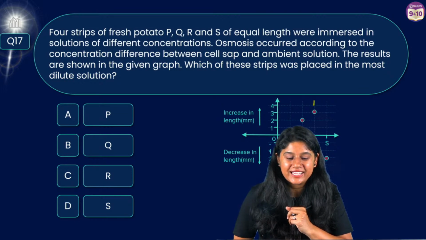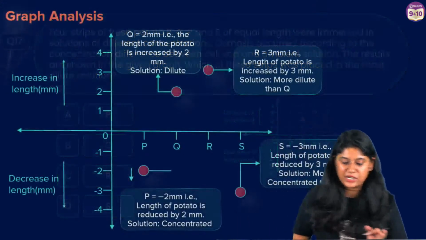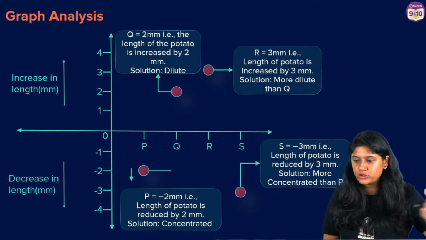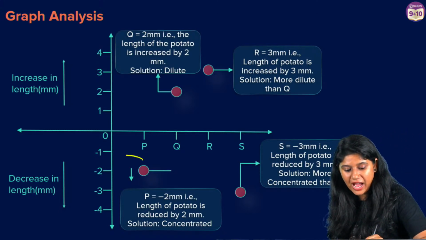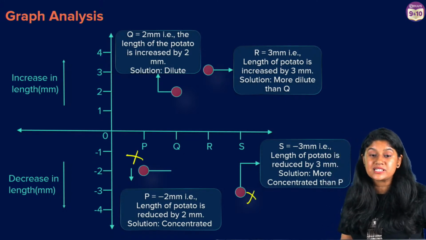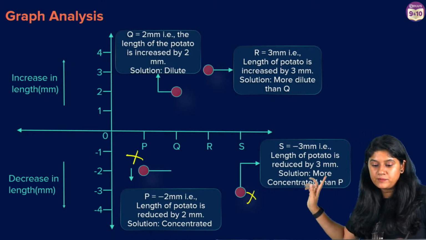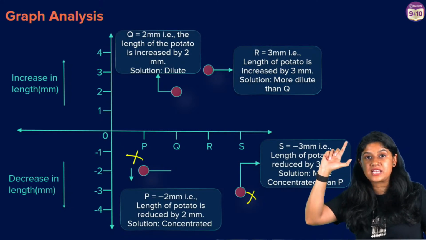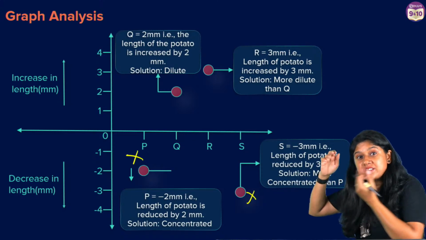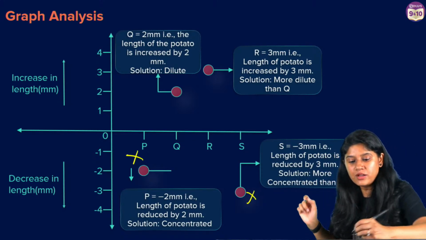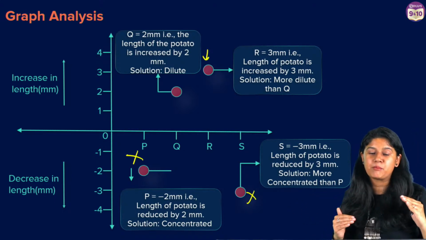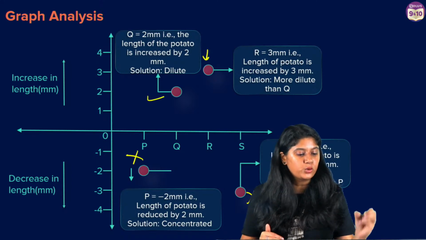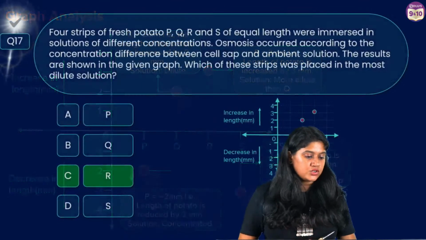Clear? So everyone, here we have the explanation part of it. I have explained an easy way to you. You can take a screenshot of this also. See, P and S are rejected. Why? Because their size decreased. R and Q have increased in size, whereas P and S have decreased in size. And in Q and R also, R has more height as compared to Q. So the correct answer is R.